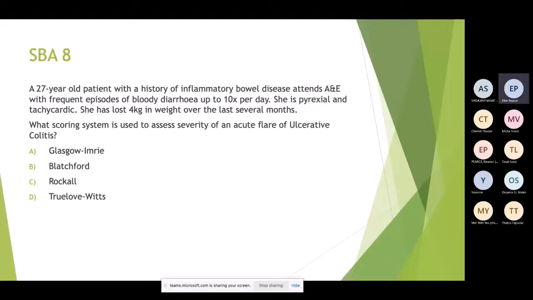Okay, great. So everyone got this one. Truelove and Witts is the one we're looking for. Blatchford and Rockall scores are related to upper GI bleeding. Glasgow-Imrie is to do with pancreatitis.